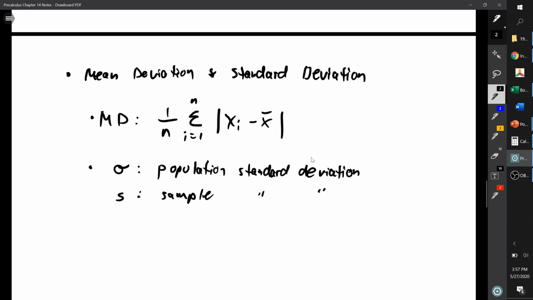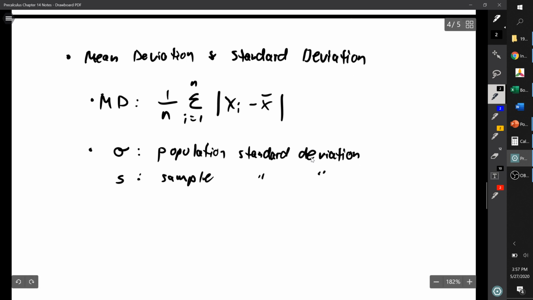There's one difference in the formula for population standard deviation versus sample deviation. It gets into degrees of freedom, but that's a pretty complex and in-depth topic that we are not going to touch. So standard deviation, here's what we get.